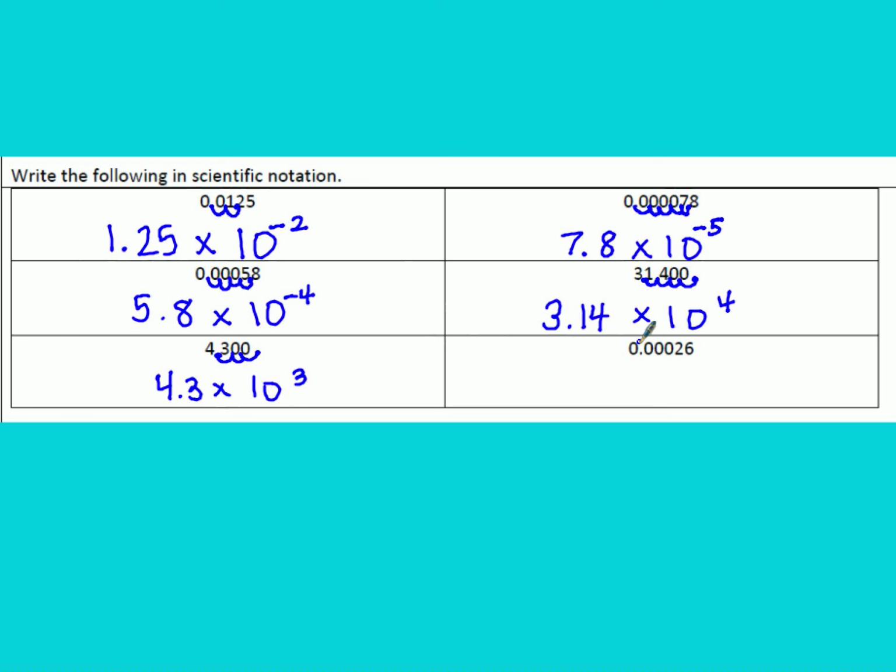Our last example here is 0.00026. Reading from left to right, our first non-zero digit is 2, so 2.6 becomes our number between 1 and 10. That takes us 1, 2, 3, 4 loops to get there. So we're multiplying by 10 to the 4th. However, we started with a number that was between 0 and 1, which means we needed a negative sign on that exponent. So 2.6 times 10 to the negative 4th is our final answer in that example.